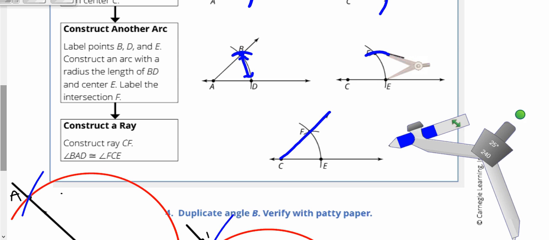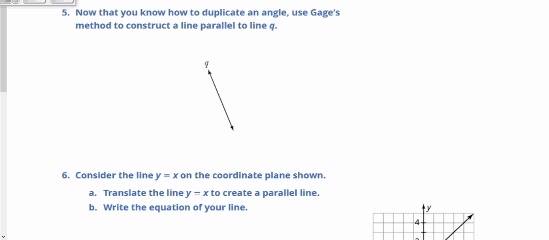Okay, all right, so we're going to do this one more time by making parallel lines. So we're going to go over to page 39. Okay, and we are going to duplicate an angle to make parallel lines. So we're going to construct a line that's parallel to line Q here. Again, I am going to extend out Q a little bit so that I have something to work with.